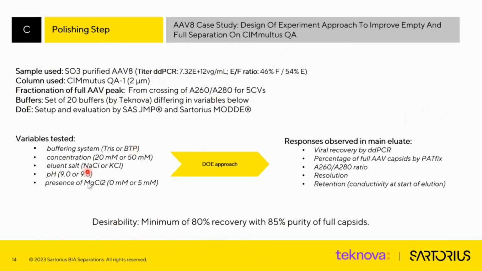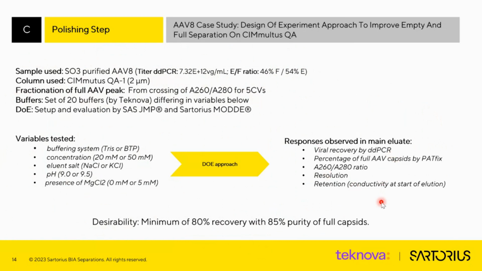And the variables that we were testing were the buffering system, so we had TRIS and BTP, their concentration, 20 to 50 millimolar, the eluent salt, sodium chloride versus potassium chloride, pH of 9 versus 9.5, and also the presence of magnesium, so 0 and 5 millimolar.